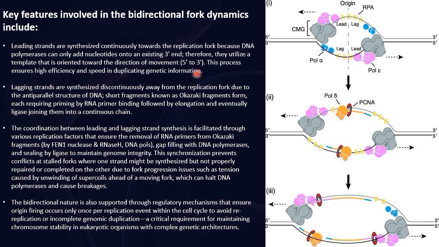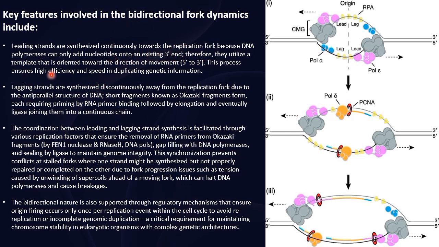Let me give you a biochemical perspective of this particular process. What happens is the 5' phosphate end of the incoming nucleotide performs a nucleophilic attack on the 3' hydroxyl group of the existing primer nucleotide, which creates the phosphodiester bond.